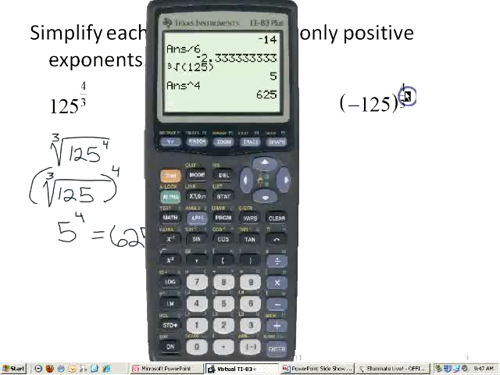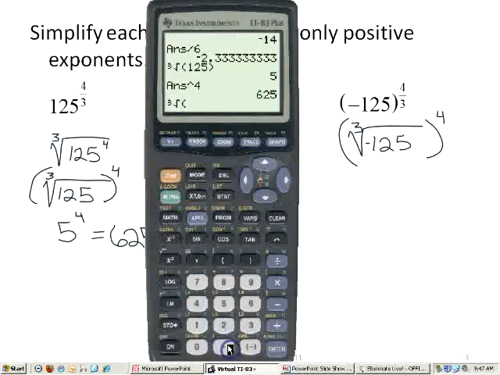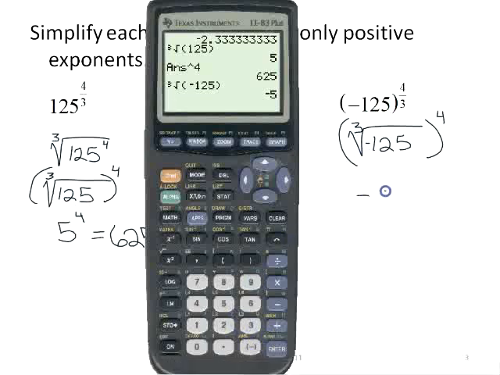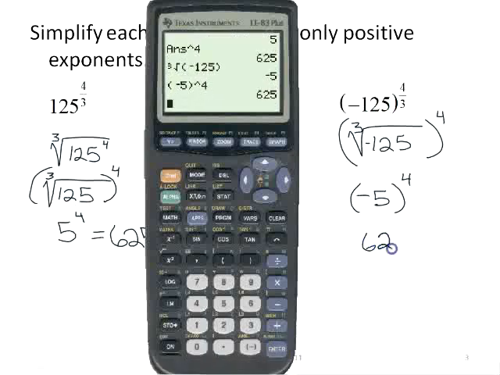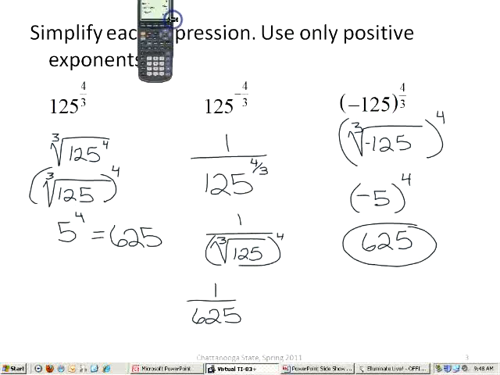Now here I have a negative 125 in the parentheses with the 4/3 on the outside. So here I have the third root of a negative 125, raised to the 4th power. And remember, third roots are special because we can take the third root of a negative number. Anytime your index is odd, you can take the root of a negative number. So here we end up with a negative 5 raised to the 4th power. To raise a negative number to a power, you have to put it in parentheses. And this still gives me 625, because a negative number raised to an even power will always be positive.